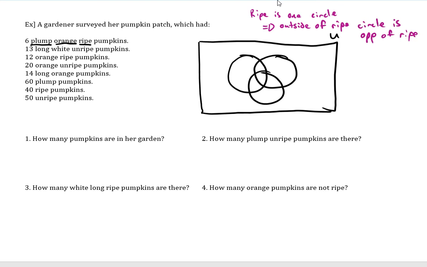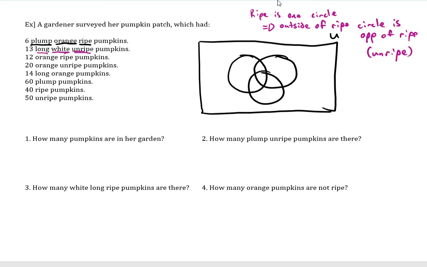Okay, I chose ripe because we could see unripe. Unripe would be the opposite in this problem. And then looking at the other categories, this one is using a color, orange. The opposite of orange is some other color, I guess, in this problem. So it looks like white is the opposite of orange. And then plump, just thinking of pumpkins, a big plump pumpkin versus maybe a cucumber-ish pumpkin, I guess is how they're comparing these.